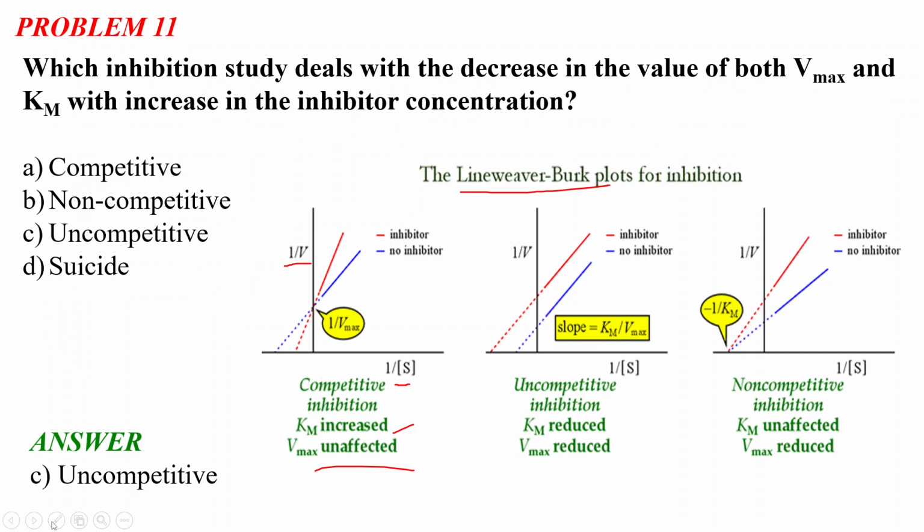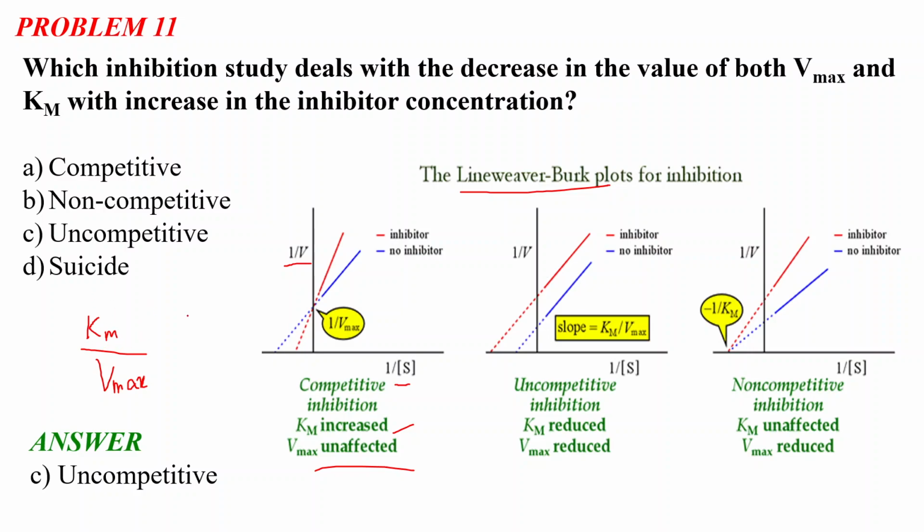As I said, the line in this particular Lineweaver-Burk plot, this straight line, has a slope of Km by Vmax. So this is the slope. As you can see, for the competitive inhibition this is how the plots look in the presence of inhibitor and in the absence of inhibitor. Now the value of Km increased and Vmax remains unaffected.